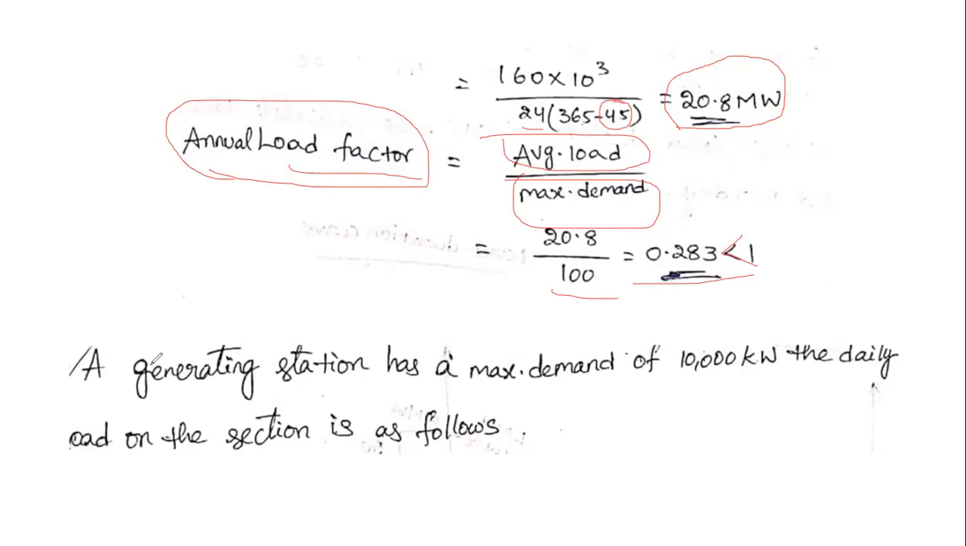Okay, understand? Next, coming to the third problem. A generating station has a maximum demand of 10,000 kilowatts. The daily load on the station is as follows.